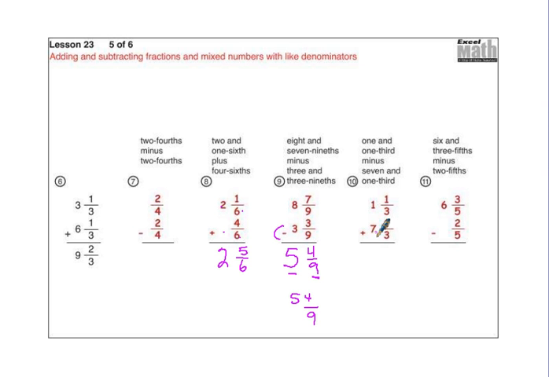So the next one, 1 plus 7 is 8. 1/3 plus 1/3 is 2/3. 1 plus 1 is 2. 6 take away nothing is 6. 3 minus 2 is 1. 1/5. Keep the same denominator.